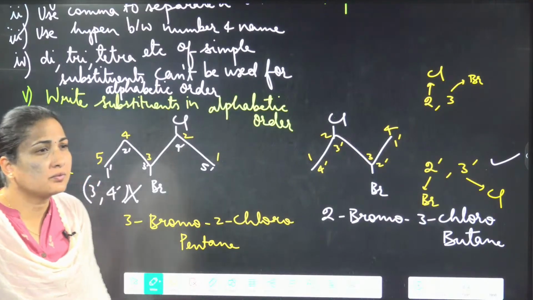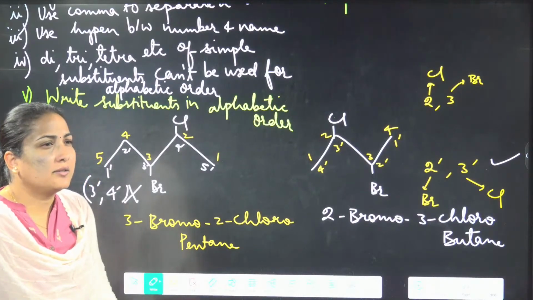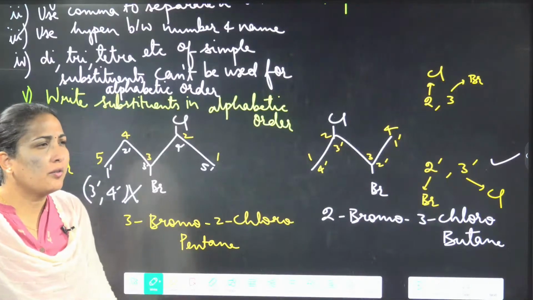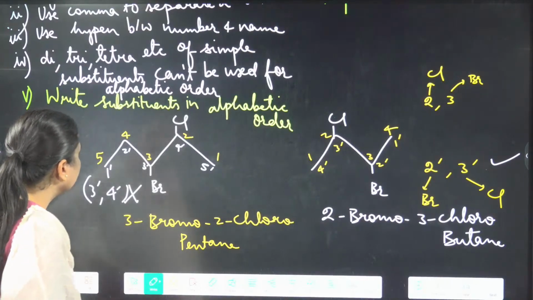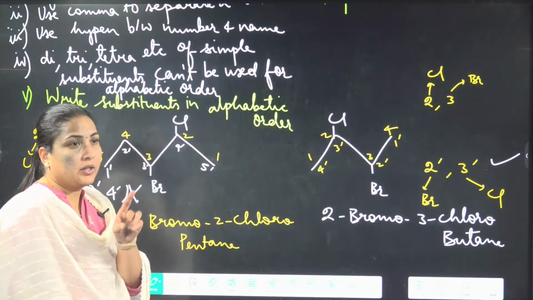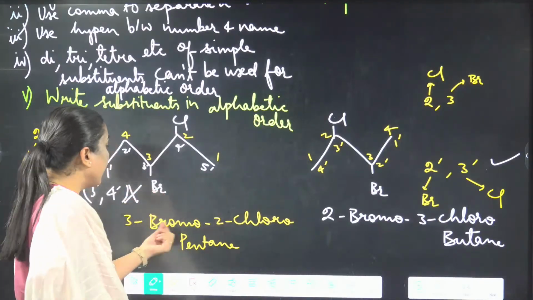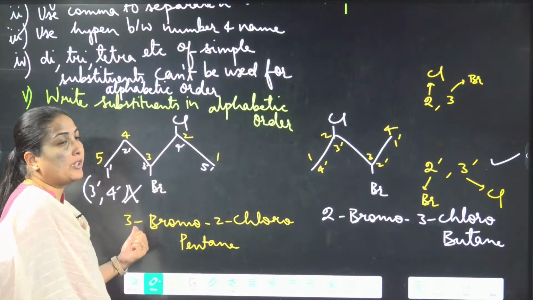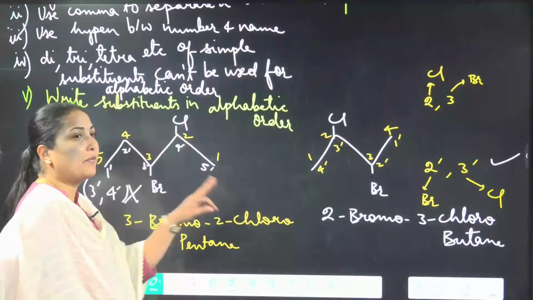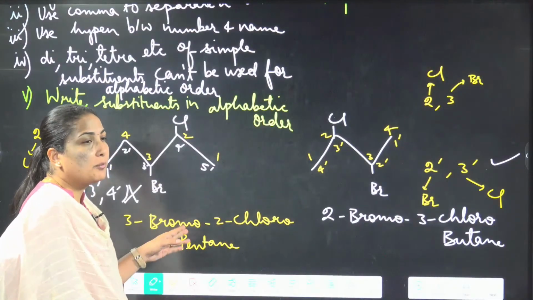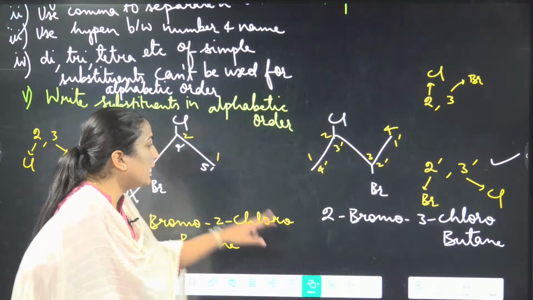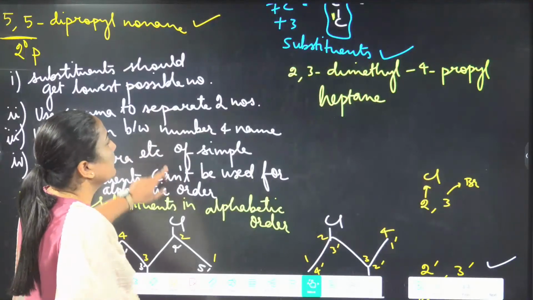Which one? 2-chloro. Which one, beta? See, the thing is, we have to write down in the alphabetic order. Irrespective of the number which we are giving to the substituents, we have to write down the substituents in the alphabetic order. That is the reason we are writing 3-bromo and 2-chloro. Getting it? Okay. Second one, I think this is the doubt for this person.